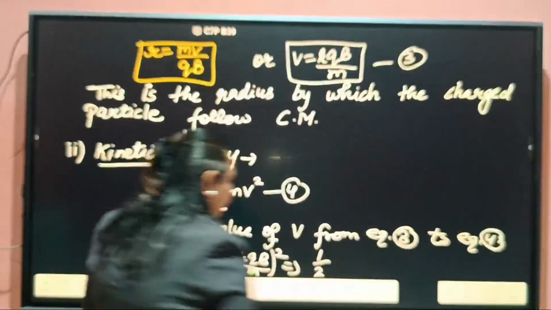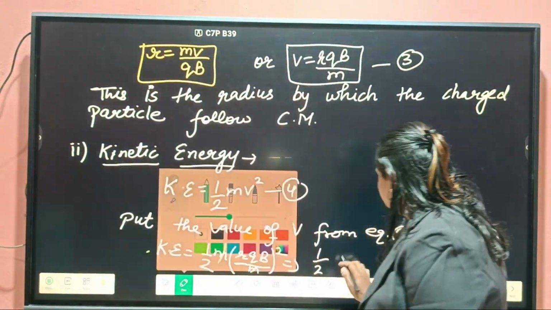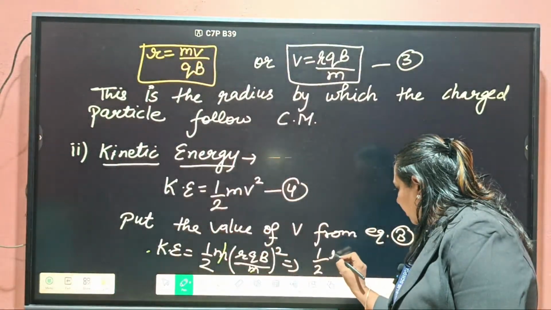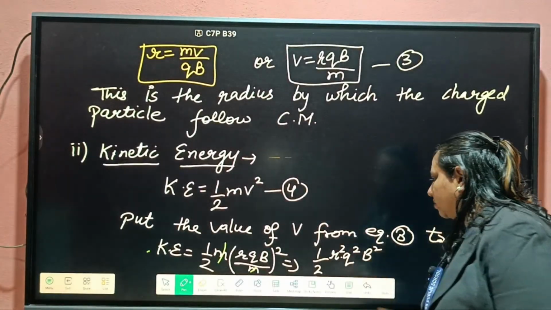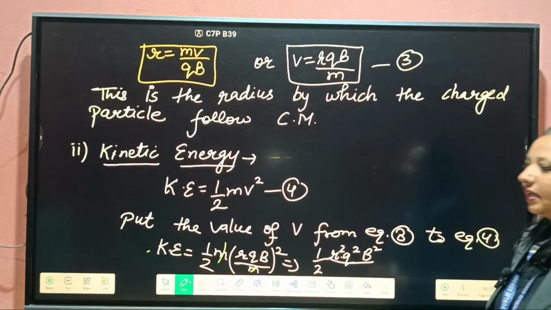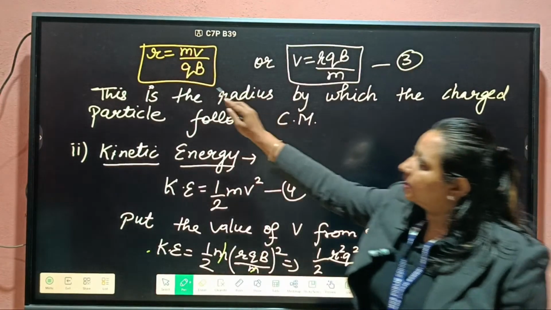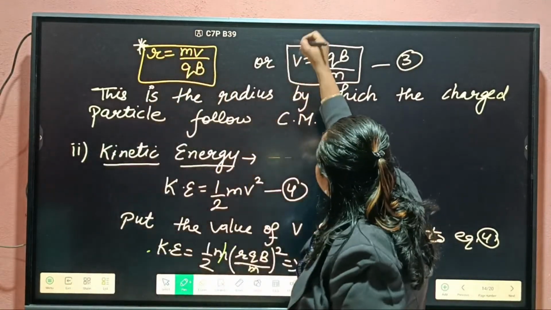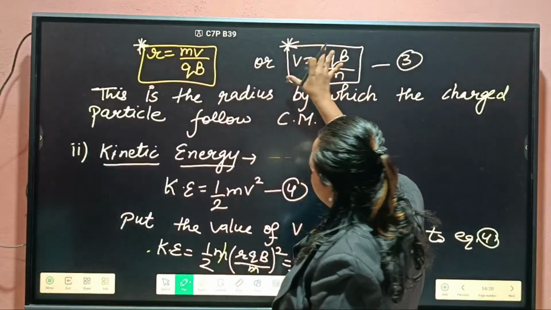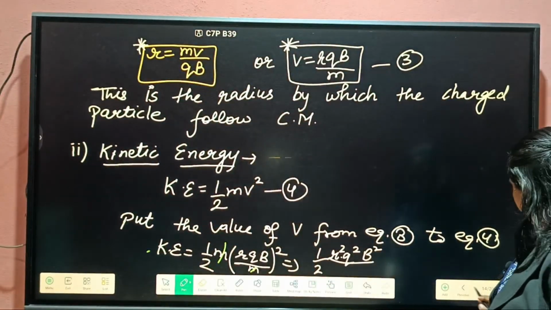What we have? The expression is half R square Q square B square over m. So this is the expression for the kinetic energy, right? If you have to find the radius or the velocity, there are formulas for them. If you have to find the kinetic energy, this is the formula.